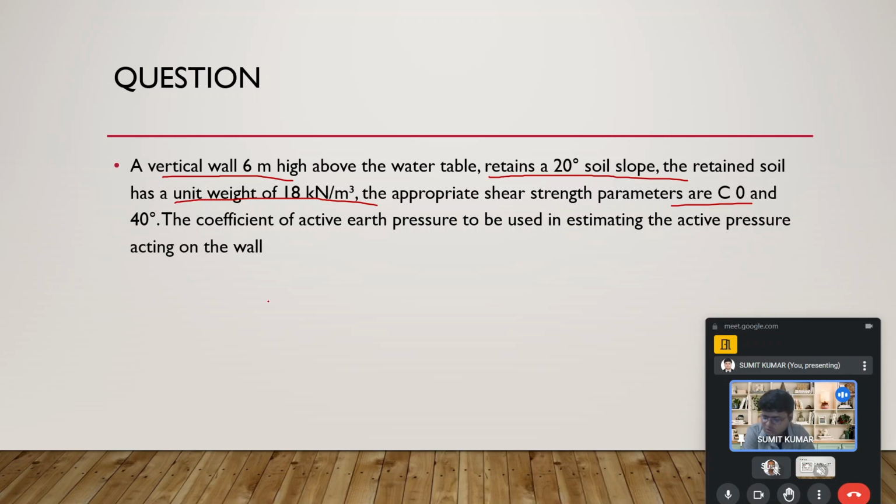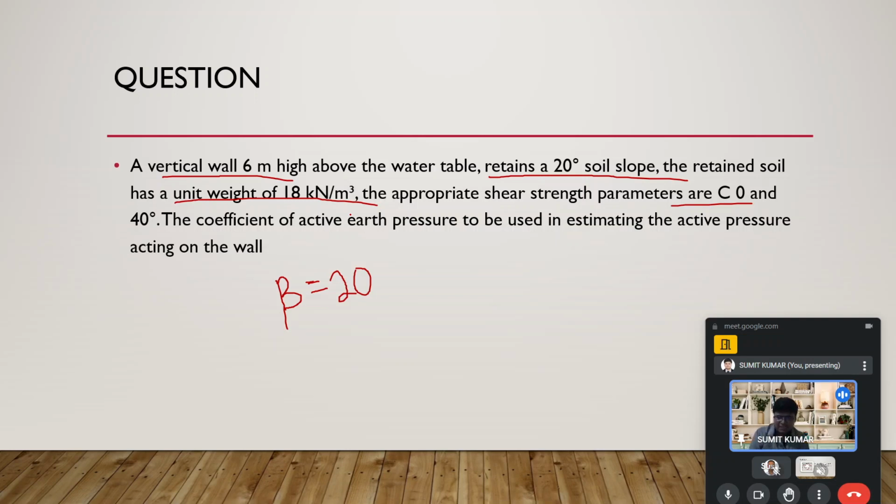So over here, you might sometimes confuse between the value of phi and beta. But over here, the value of beta is nothing but 20 degree, because it has been clearly written in the first line only. The vertical wall 6 meter high above the water table retains the 20% soil slope. So this value is beta only.